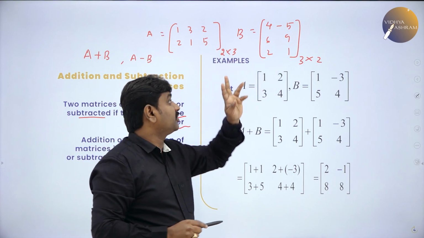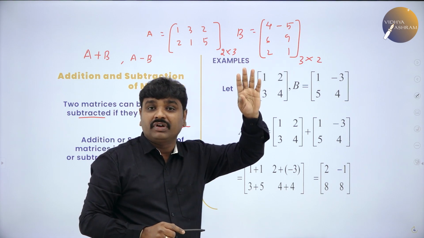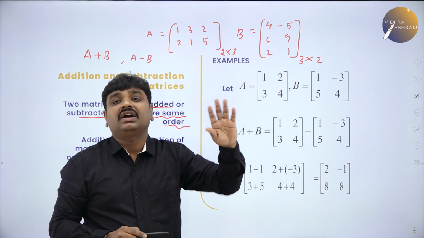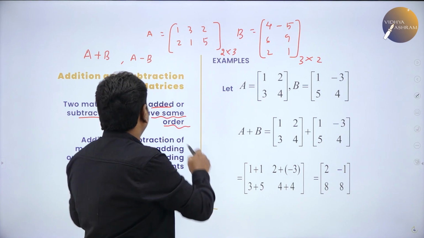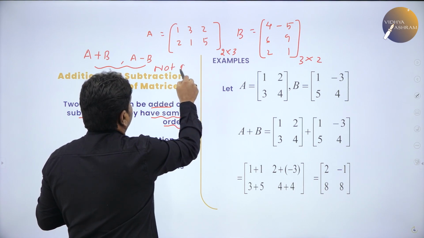It's not normal multiplication. 2 cross 3 means 2 rows 3 columns. 3 cross 2 means 3 rows 2 columns. So therefore when orders are different we cannot add or subtract. So A plus B and A minus B not possible. Are you able to follow?